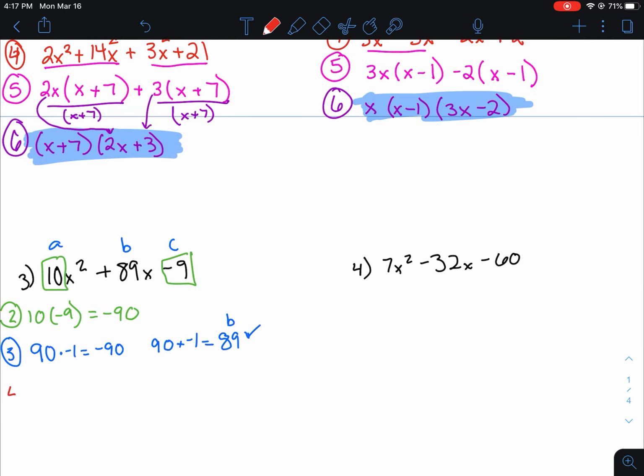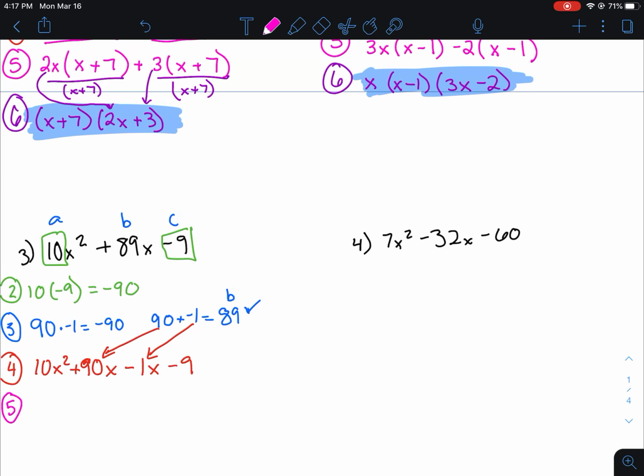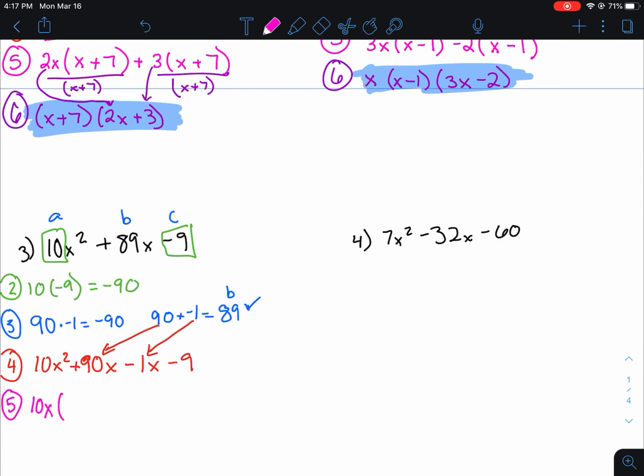Now, our next step, step 4, I'm going to do 10x squared plus 90x minus 1x minus 9. Now, if you don't need to put that negative 1 and it's just minus x minus 9, that is completely fine. You do not have to actually put that 1 there. Remember that we're going to divide our first two terms, 10x squared and 90x, by the greatest common factor, which in this case is 10x. And then what we're going to do is 10x squared divided by 10x is just 1x or x.